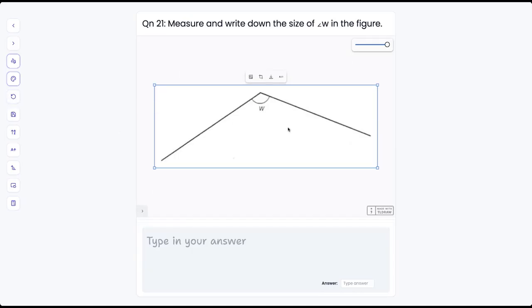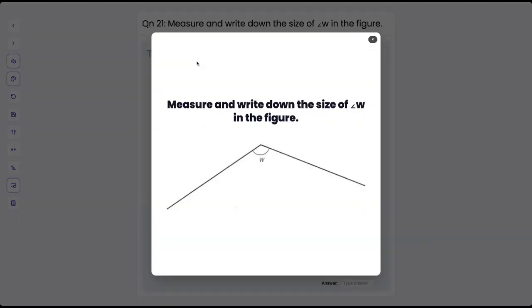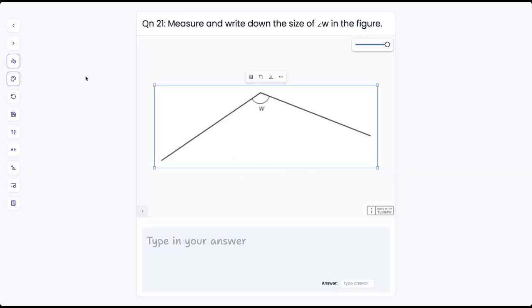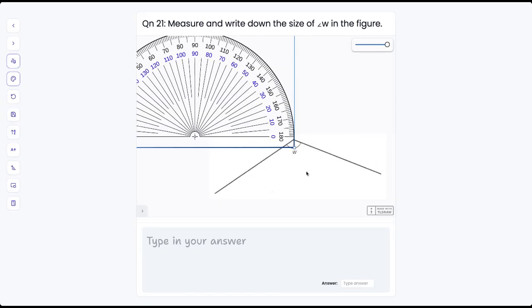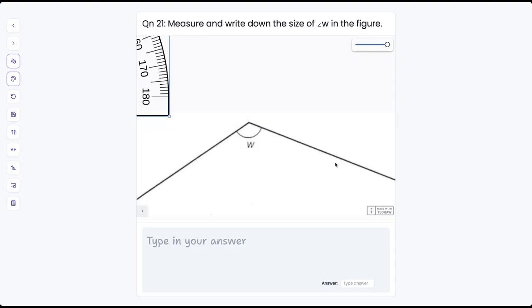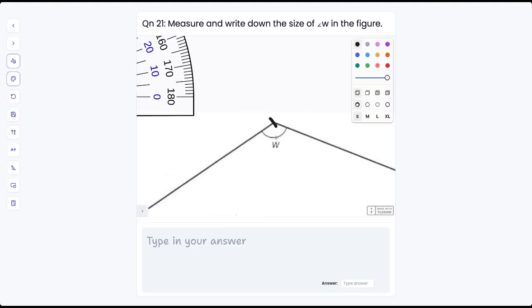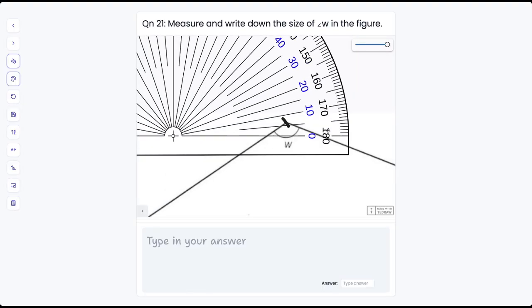Question 21. Measure and write down the size of angle W in the figure. That's what you see over here. I have a protractor over here. What I usually recommend is that you put a notch on either side. So I'll probably do a notch like this, something like this, a notch perpendicular to whatever line you're trying to measure.